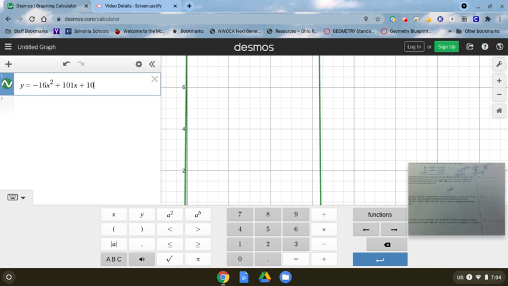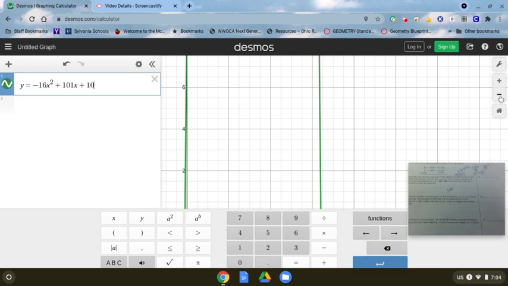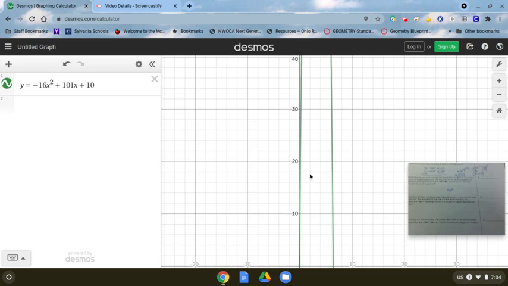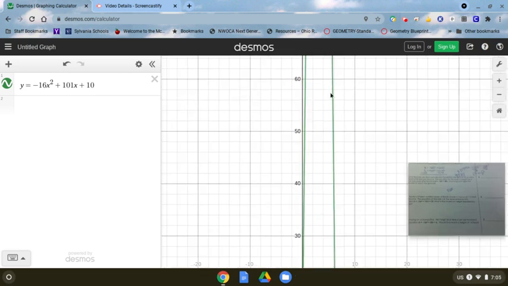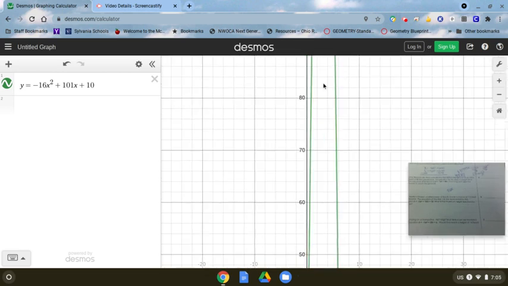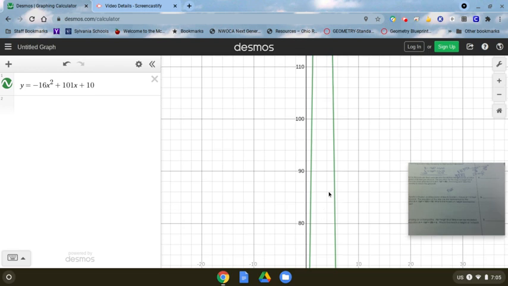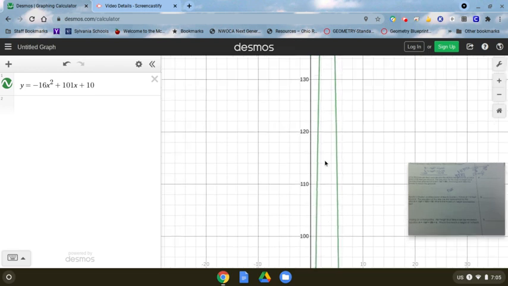Okay, maximum height. I just have to zoom out a little bit, and let's get to that height. Let's go. Where's it at? All the way up here. I have to find the vertex. Getting closer. Getting closer. There we go.